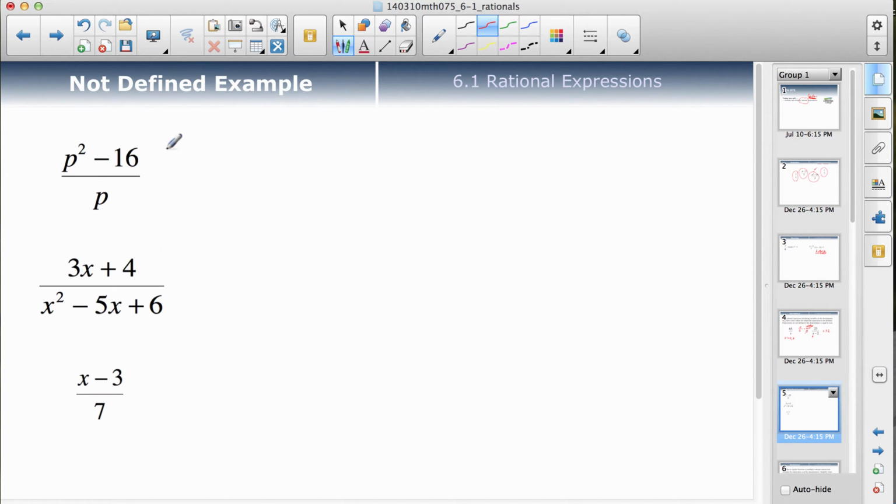Here's a couple to try. For what values is this expression defined? When I look at p, p's alone on the bottom, so I would say for this one, p cannot be equal to 0. Let me skip that one and go to this one. Notice this one doesn't have a p on the bottom. In other words, all values of x are okay. The expression is defined for every value of x.